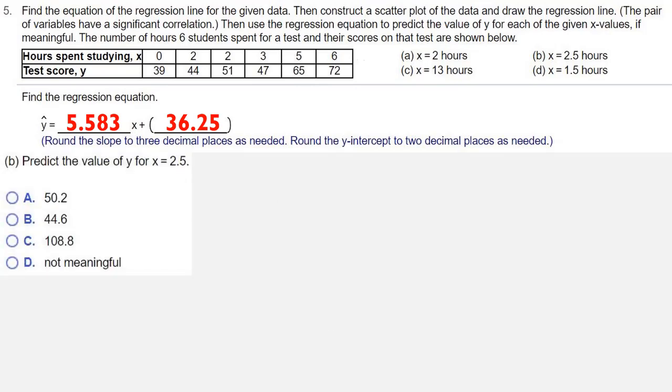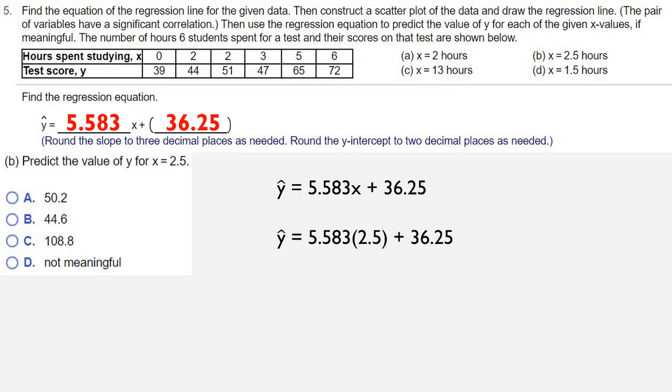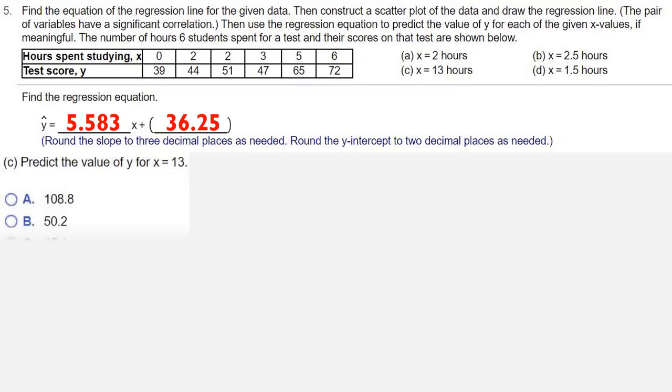Predict the value of y for x equals 2.5. So same process, but now we're replacing the x with 2.5. So y hat equals 5.583x plus 36.25, which is 5.583 times 2.5 plus 36.25. We do the multiplication and we get 13.9575 plus 36.25, which is 50.2075. That's choice A. For C, predict the value for x equals 13.